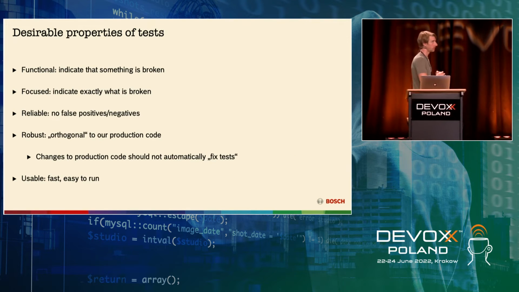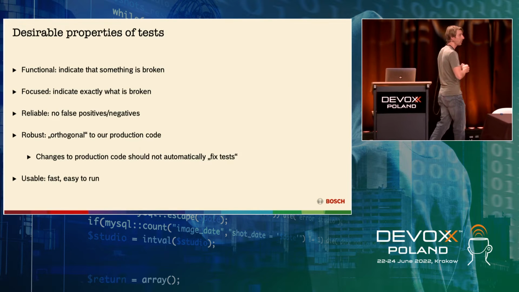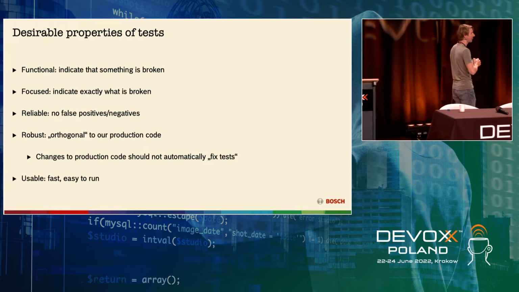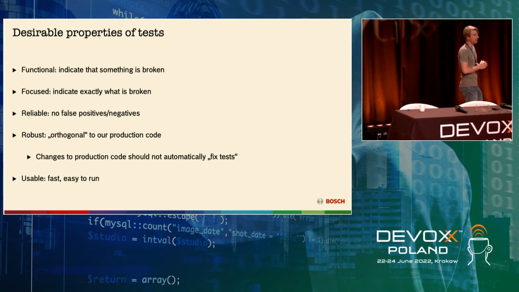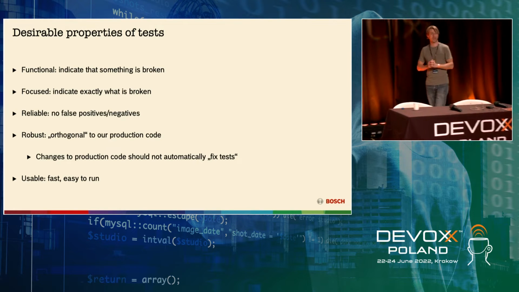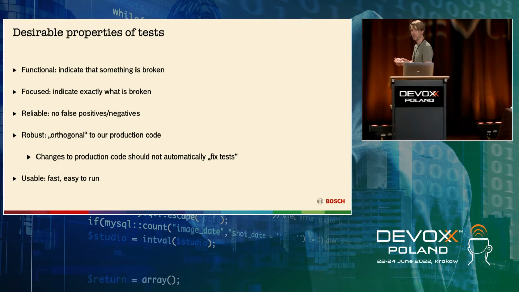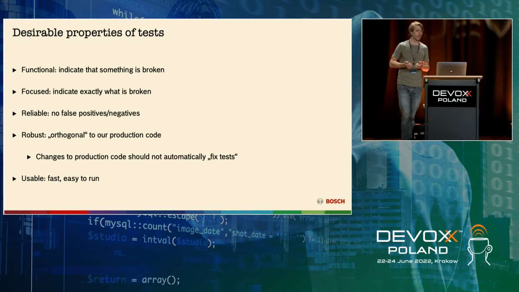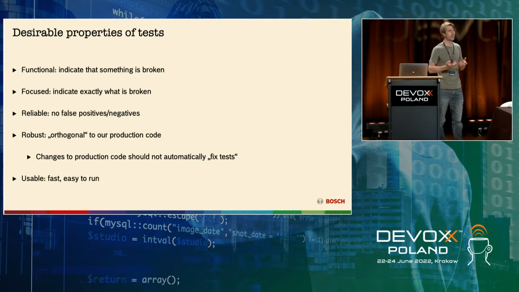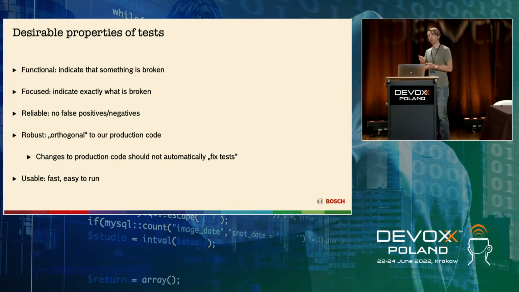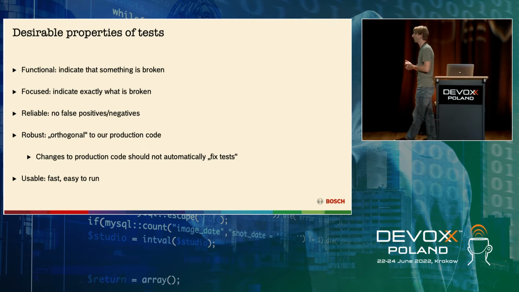So, desirable properties of tests. How do we want our tests to be? Well, first and foremost, they should be functional, of course. So they should tell us if something is broken. Then we also want them to be focused. So if a test fails, it would be nice if we would know fairly quickly what exactly is broken.